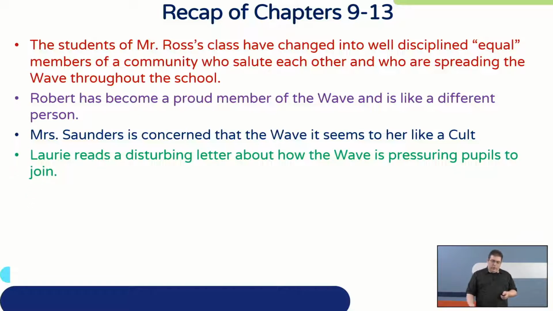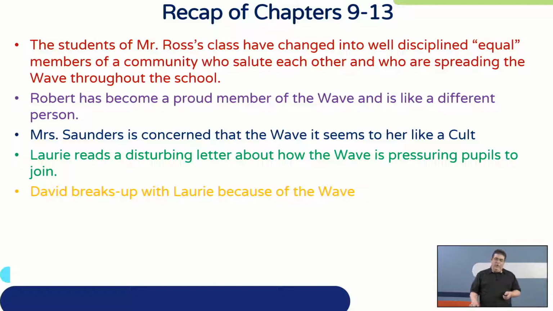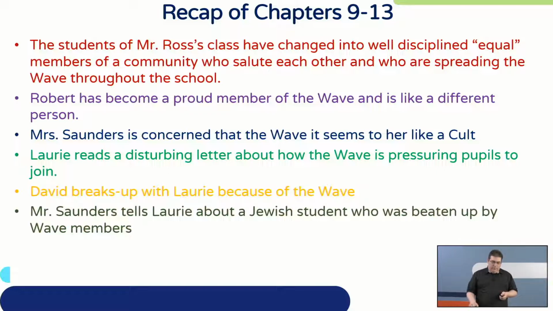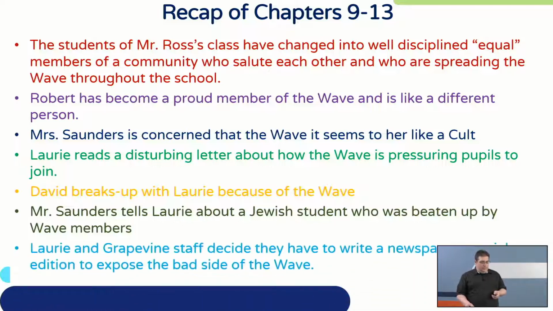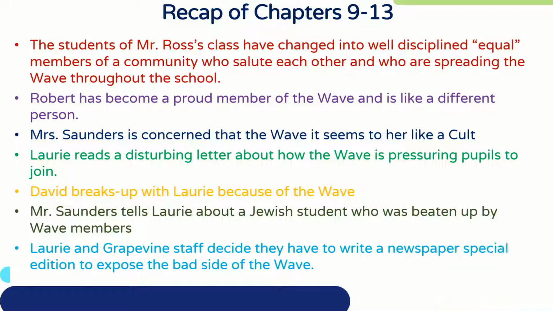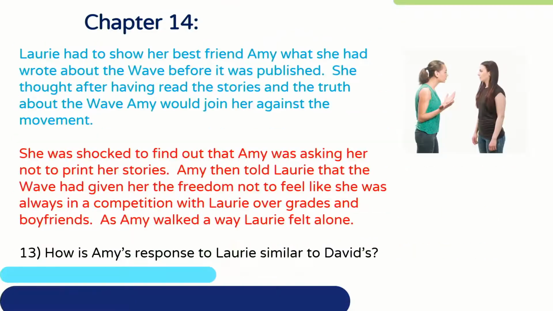Four, Lori reads a disturbing letter about how the wave is pressuring pupils, students to join. Five, David breaks up with Lori because of the wave. Six, Mr. Saunders tells Lori about a Jewish student who was beaten up by wave members. And finally, Lori and the Grapevine staff decide they have to write a newspaper special edition to expose the bad side of the wave. Let's continue.